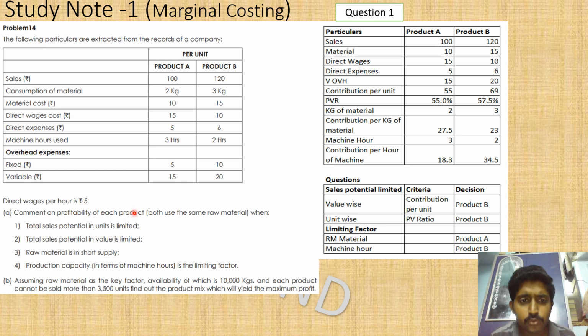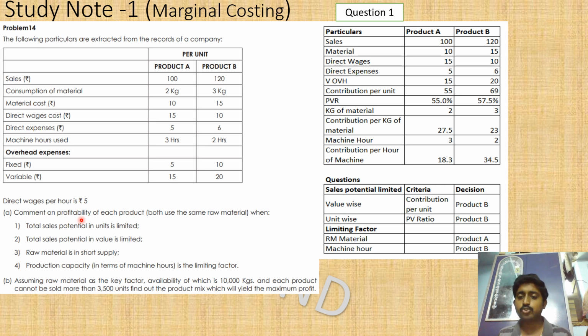Comment on the profitability of each product, product A, product B. We have to comment on the profitability. Both use the same raw material. The total sales potential in units is limited, and total sales potential in value is limited. Sales potential means sales revenue. Sales revenue is selling price multiplied by the quantity. So units is limited, so sales quantity is limited. With limited quantity, whatever is the sales, we have to comment on the profitability.